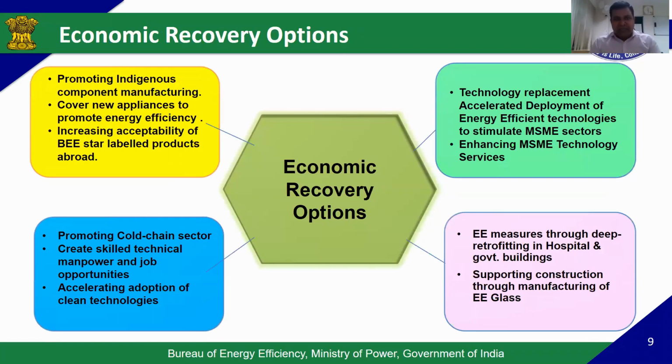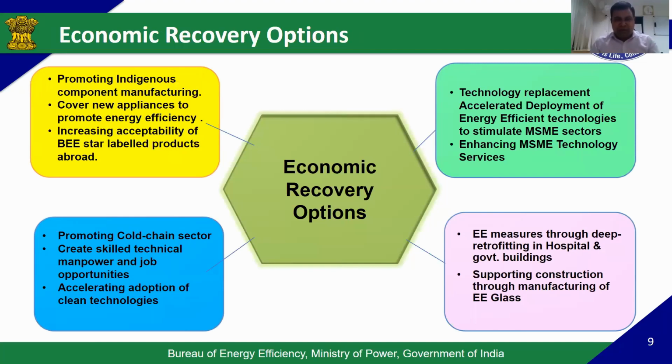This is the last slide. So these are the various economic recovery options which we have tried to come up with in view of the global pandemic. Of course, we have segregated it into 4 parts. Number 1 is focusing on the appliances sector, wherein we are trying to promote more indigenous manufacturing. And secondly, it is about how to generate more jobs.